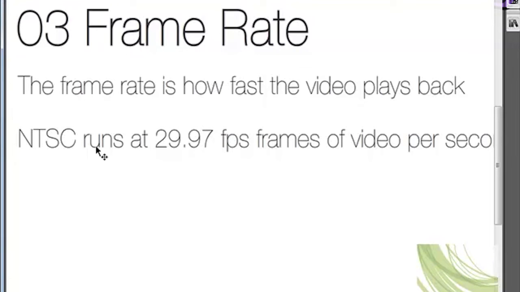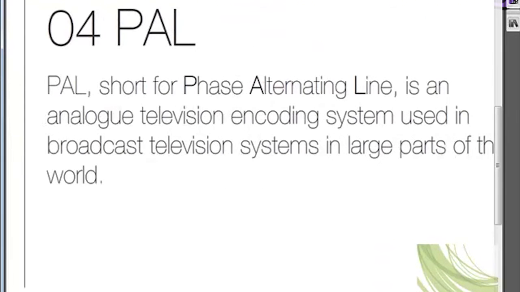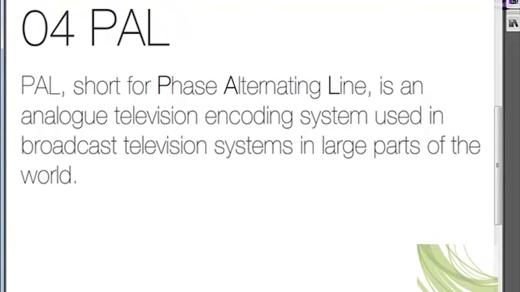So NTSC runs 29.97 frames per second for video. And we've then got PAL, which is short for phase alternating line, an analog television encoding system used in broadcast television systems in large parts of the world. Basically it's a revamp and addition of the earlier version, NTSC. PAL is more used in the EU and UK amongst other countries.